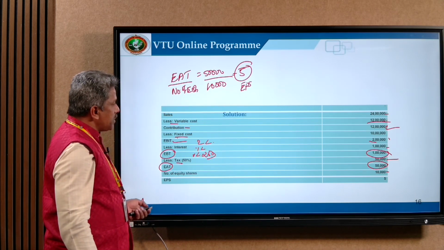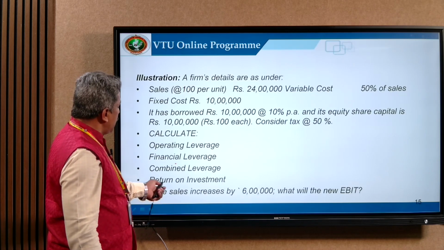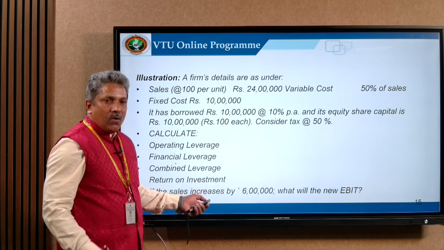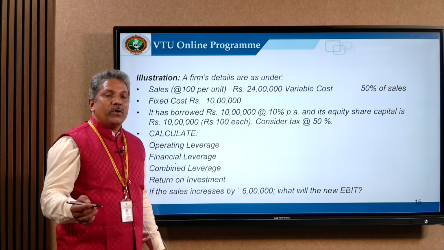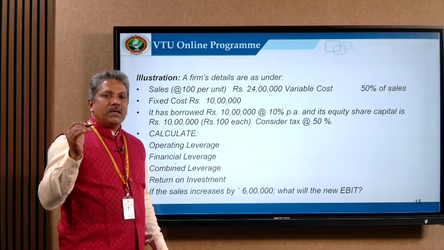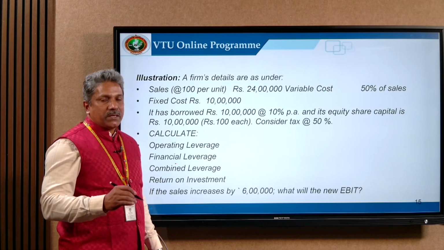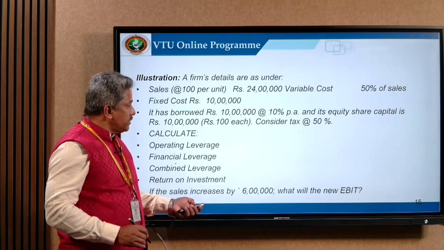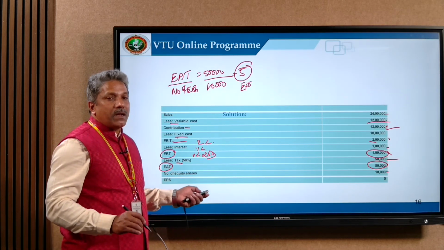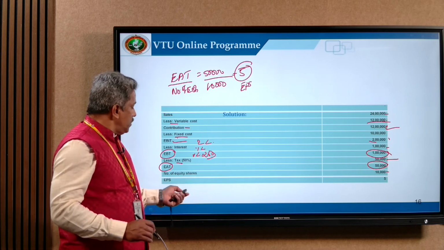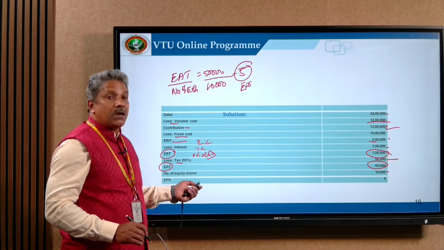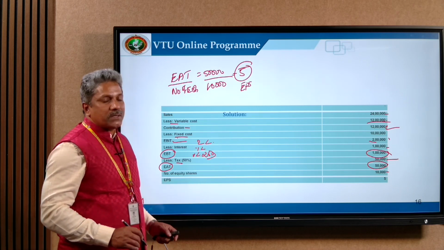Why is earnings per share calculated? The reason is that return on investment is asked. Return on investment means, who invested? Invested by the equity shareholders. What is the return the equity shareholders are getting? So, return on investment is equal to earnings after tax divided by number of equity shares. So, return on investment is nothing but earnings per share, that is 5 rupees, it is calculated.